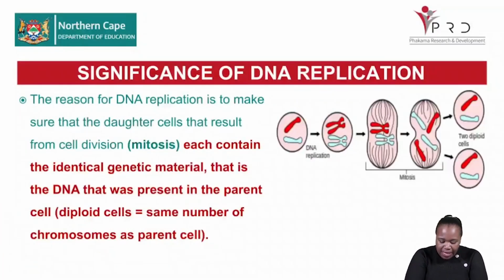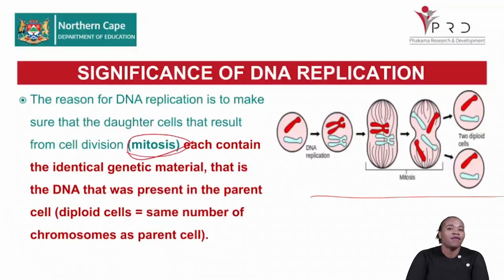Okay, why is this process important? You would wonder why we have placed mitosis here. This is because it's very important for the process of mitosis. As we have said, it is done in preparation for mitosis and meiosis. So the reason why DNA replication takes place is to make sure that the daughter cells, the cells that are produced at the end of mitosis, would each contain identical genetic material.